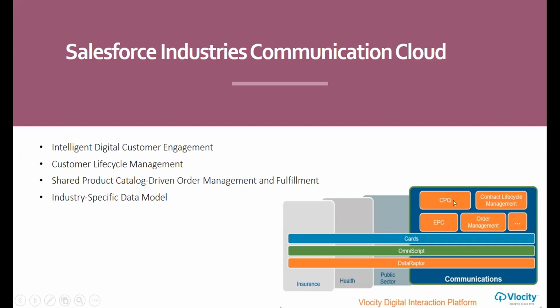CPQ is configure, price, and quote. EPC is to manage your shared product catalog. Then order management is nothing but what happens once the customer submits the order. For the customer that is the end of the journey, but for the client, they need to manage that order, fulfill it, invoke the billing system, invoke the service accounts, and all those things come under order management.